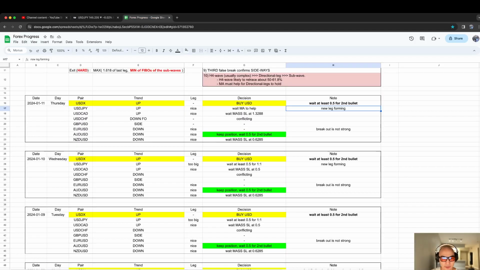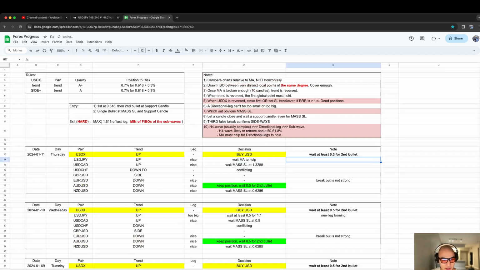So again, USD Japan yen and Aussie are the two most interesting pairs to look at for the next several days, and also the USD Canada Loonie, because we have nice legs and we just need to retrace it more. Okay guys, I hope it makes sense.